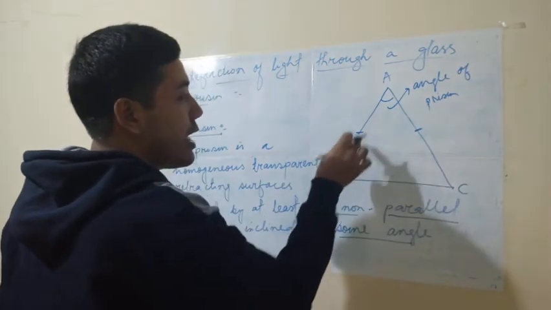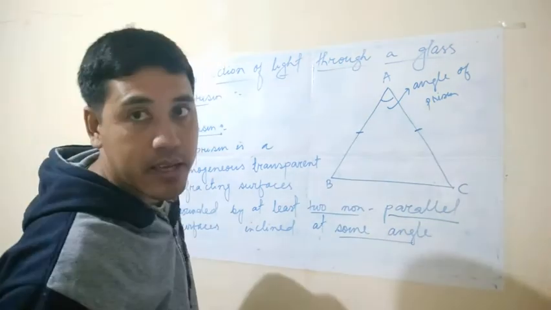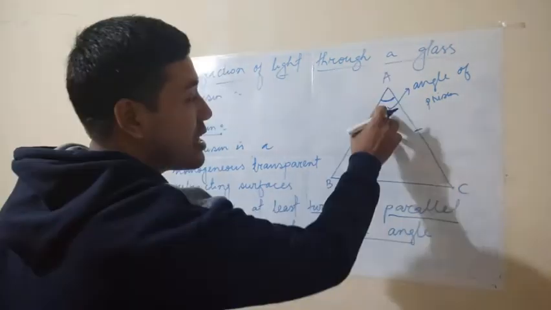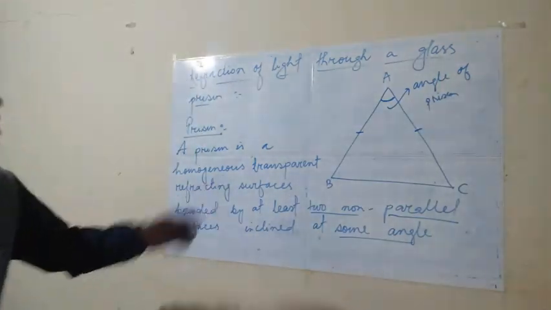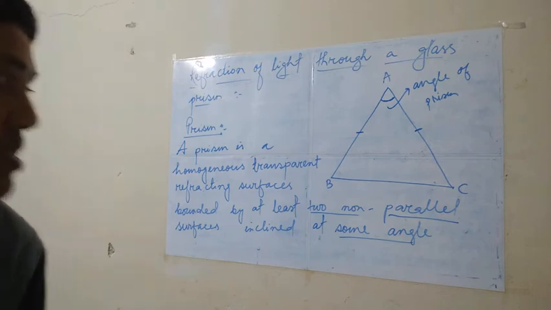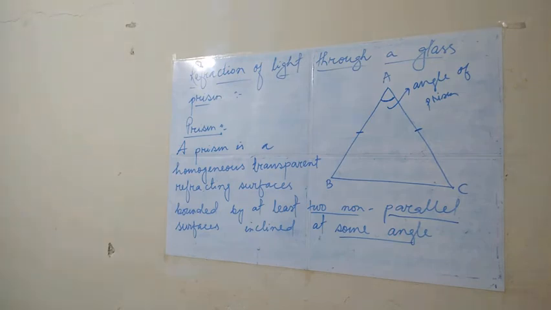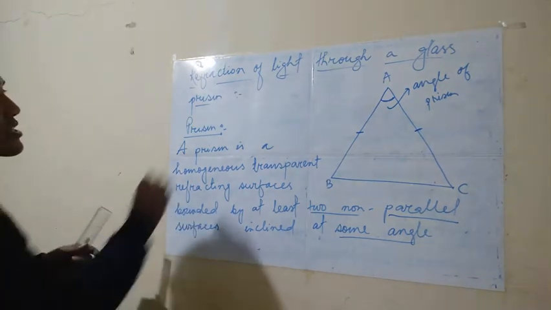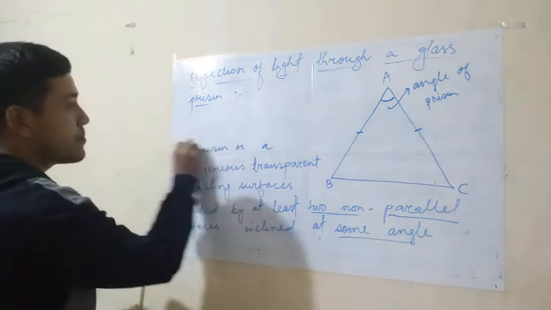These two surfaces AB and AC originate from the air. And this is the angle A. This is inclined from this one, A. That is the angle of the prism. This is the prism. Please copy down these definitions and the structure of the prism. Done? Okay. Now I will draw the refraction of light through glass prism.